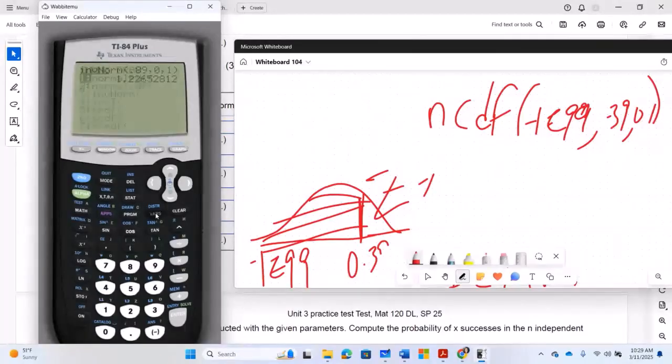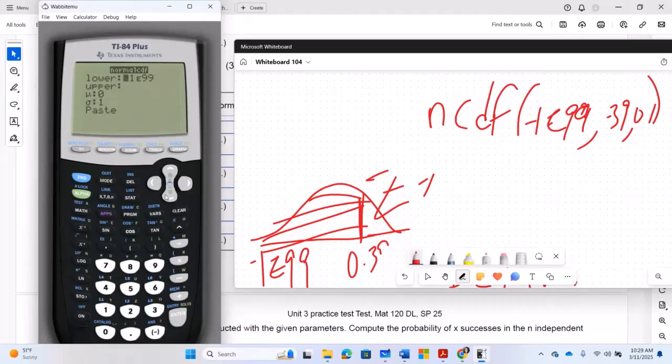So second distribution, this time is area. I'm looking for the value of the area, so I'll use normal CDF. When I'm looking for the area, I use normal CDF. When I'm looking for the Z value, I will use inverse norm. So number 2, normal CDF, because I'm looking for the area.